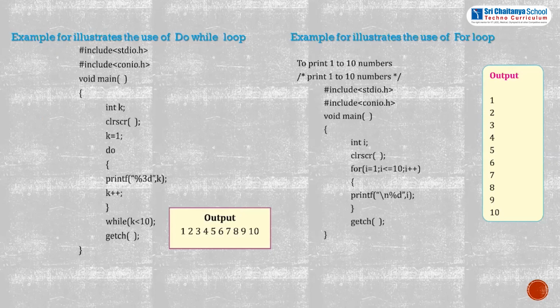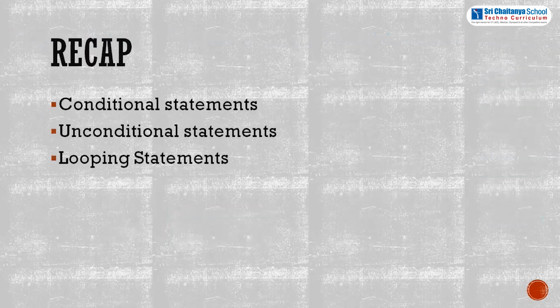So this is an example with your do while loop, and beside it you have an example for the for loop. The scenario is the same. You're going to print the numbers from 1 to 10. And so children, with this our chapter comes to an end. But before ending the chapter, I just wanted to give a small recap. What have we learned in this particular chapter on C language?